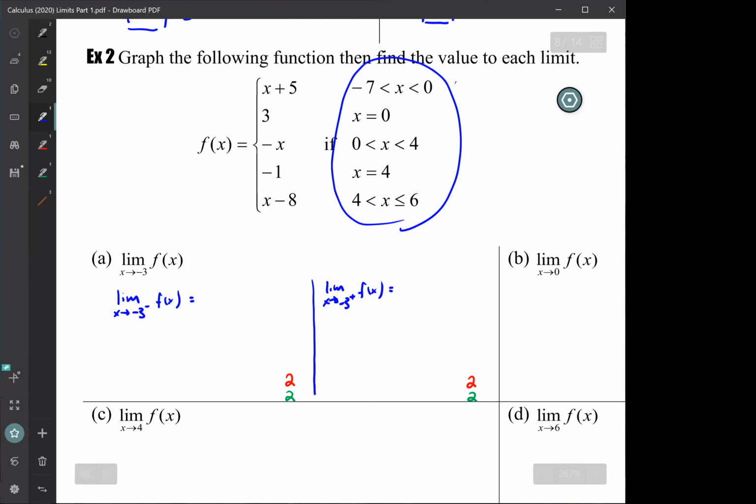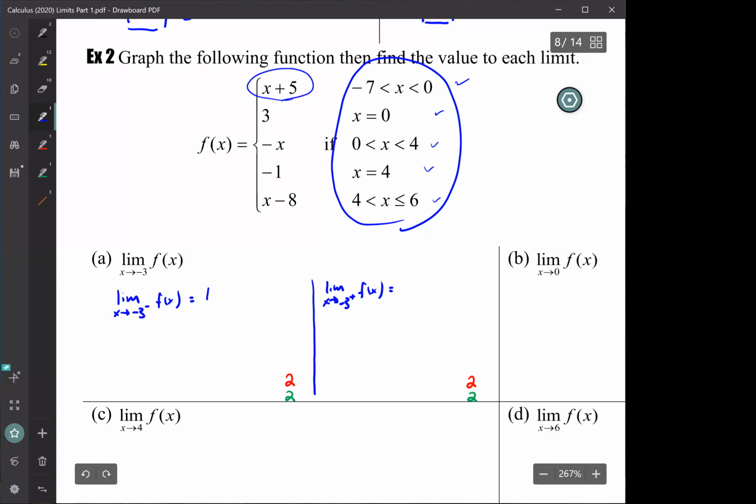Is it the first one, second one, third one, fourth one, or the fifth one? The first one. Very good. So that's how you pick the piece. A little bit smaller than -3, which is -3.1, is in between -7 and 0. So we know the piece the kite is flying on is this one.